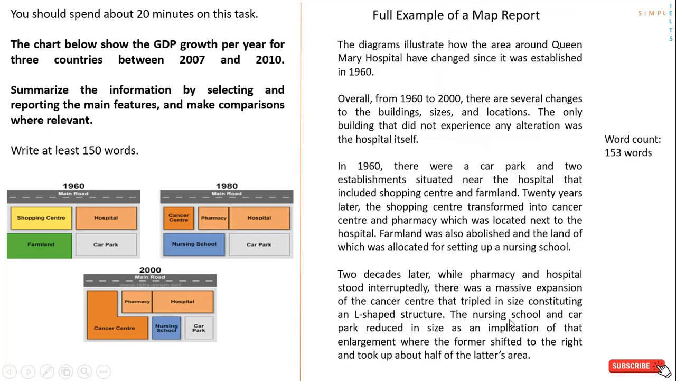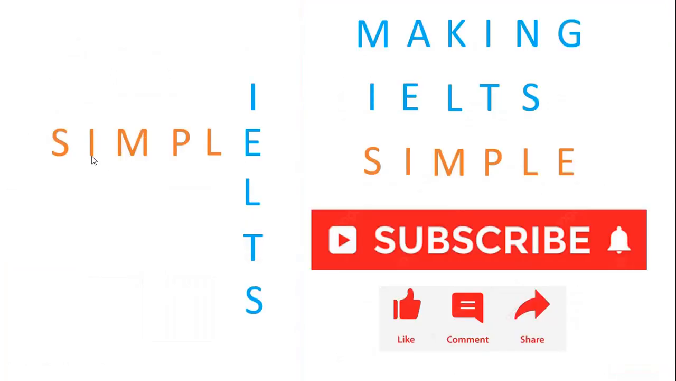Okay, so this is the full example of a map report that we already discussed. This is the introduction. This is the summary part, and these two paragraphs are the detailed explanation and comparison between the changes in 1960, 1980, and 2000. And the word count is 153 words. So it has passed the minimum number of words, which is 150 words. Okay, so that is my explanation for map report in IELTS Writing Task 1.